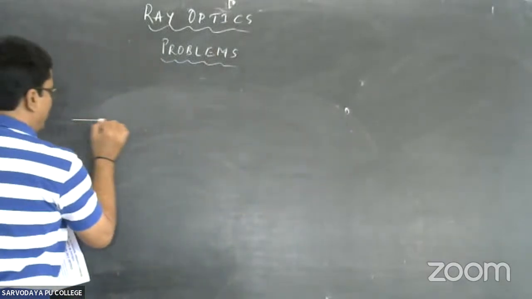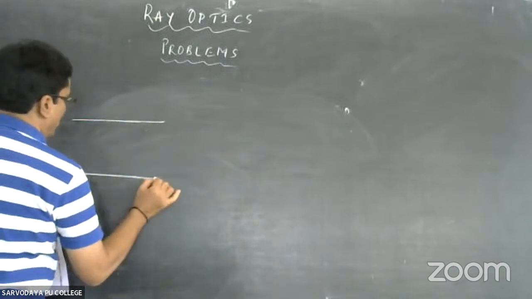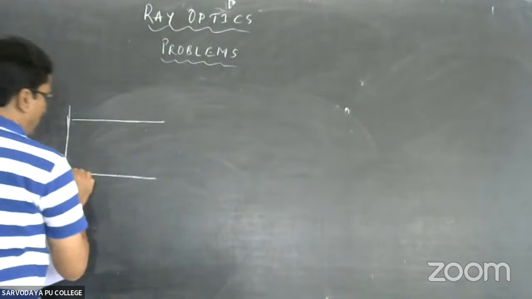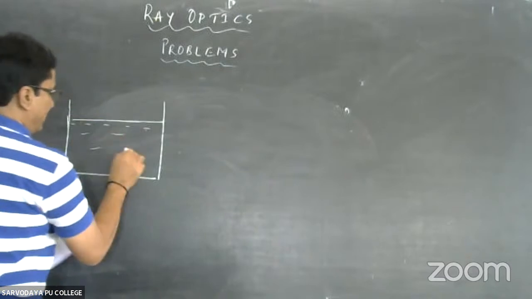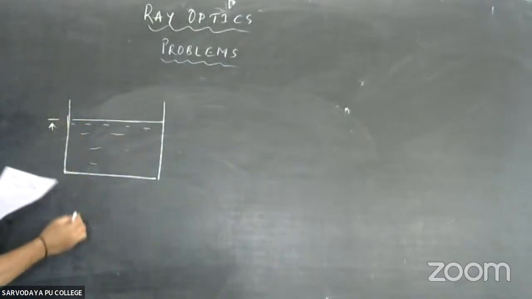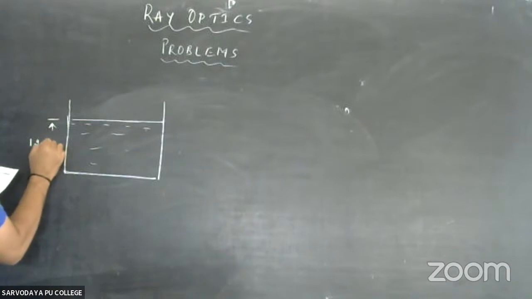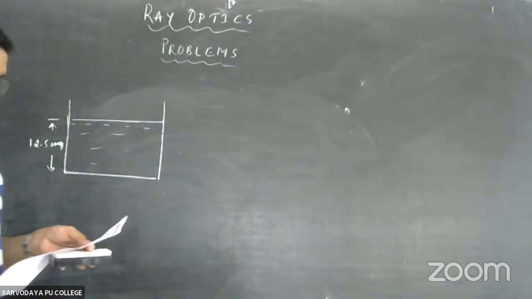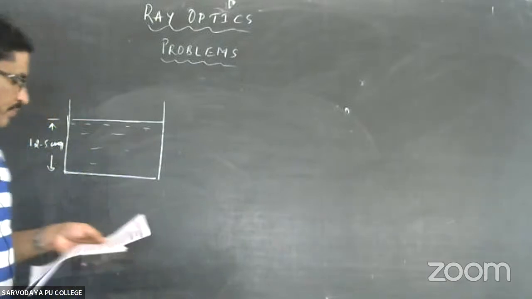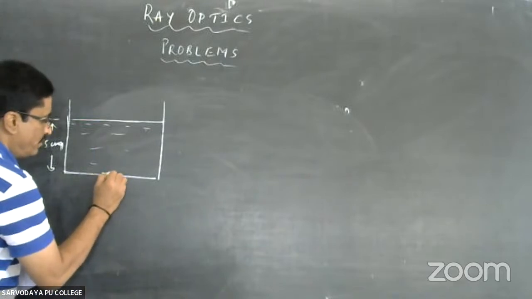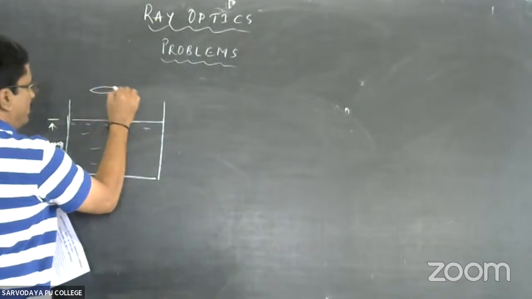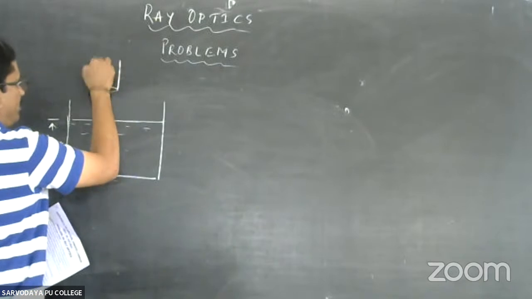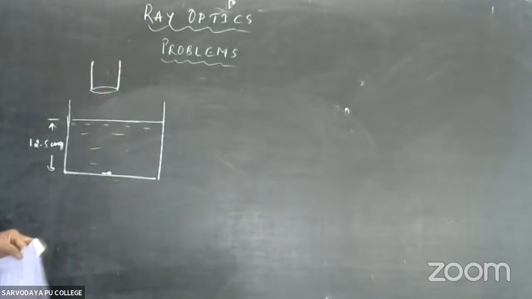Let us consider this as the tank. Inside this one, water has been filled, and the height they have given is 12.5 centimeter. This is the height to which water has been filled. A needle has been placed at the bottom. Here is the needle, and basically the needle is being observed with the help of the microscope.